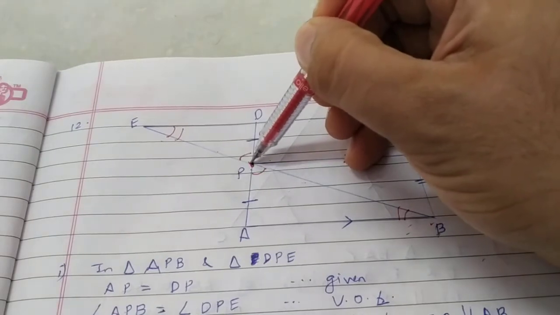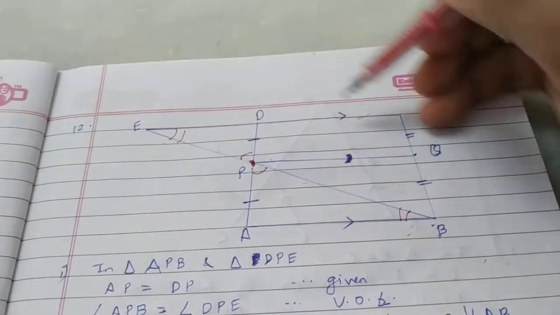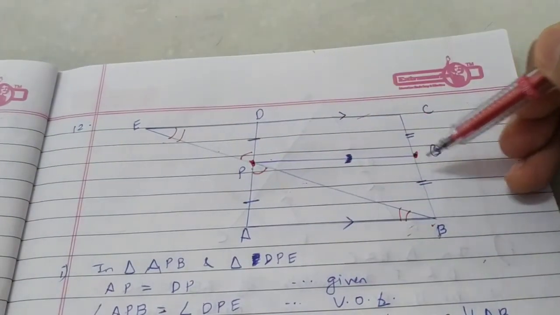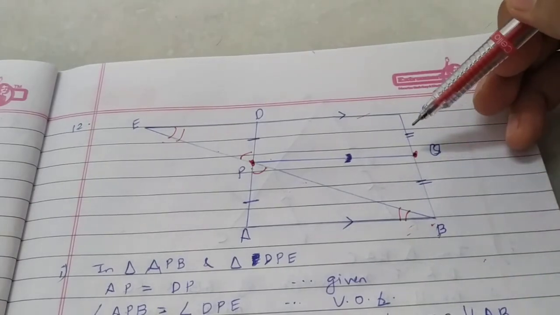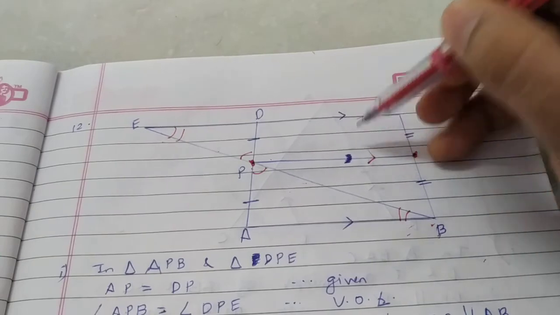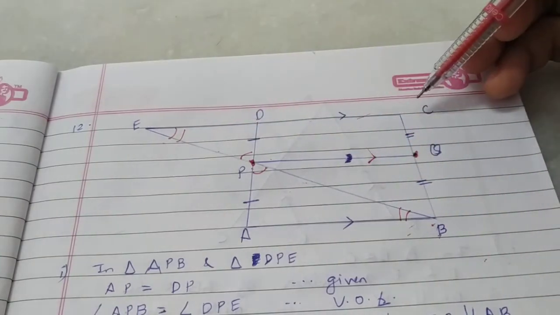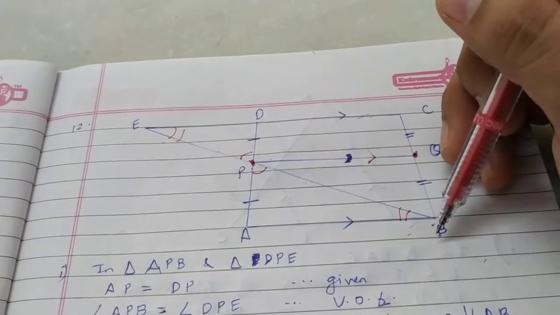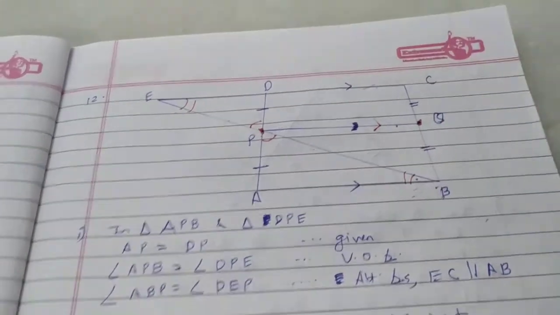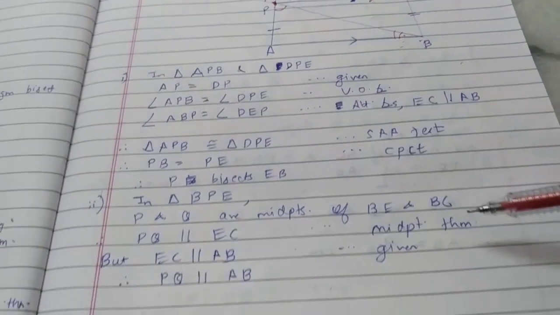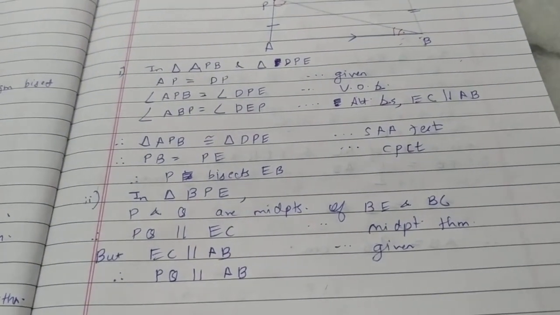P is the midpoint of BE, proved. Q is the midpoint of BC, given. So what follows? PQ is parallel to the base EC by midpoint theorem, but EC is parallel to AB. That means PQ is also parallel to AB. That is what was required to be proved. So these are the statements.